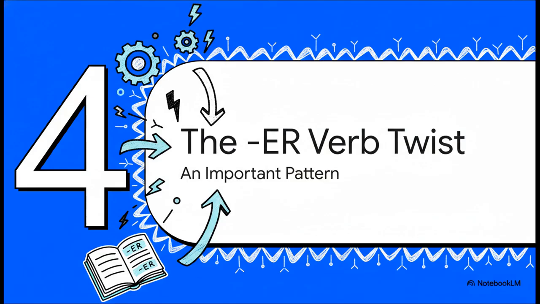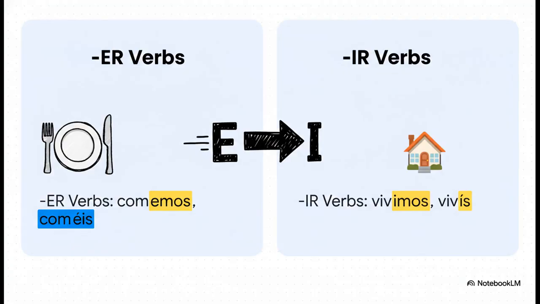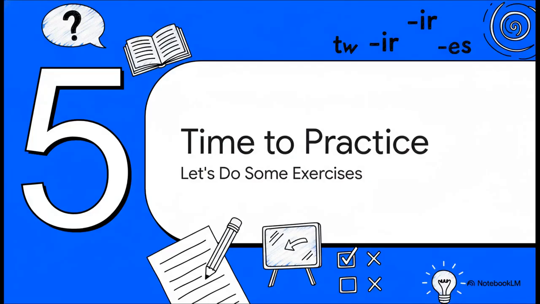Now, I'm going to let you in on the one tiny detail that's going to separate you from the beginners. It's a small difference, but believe me, it makes a big impact. I call it the ER verb twist. So check this out. What's so cool is that IR verbs are almost identical to their cousins, the ER verbs. The endings are nearly the same. The only time they're different is in the we and you all forms. So for an ER verb like comer, it's comemos. But for our IR verb vivir, it's vivimos. See that? The vowel just swaps from an E to an I. That's the whole secret. All right, you have the two-step formula, you have the endings, and now you know the crucial little twist. So it's your turn.